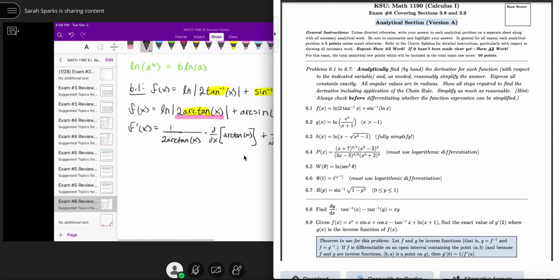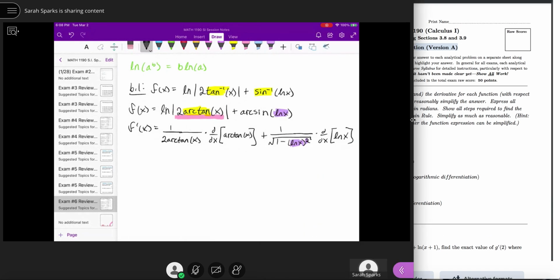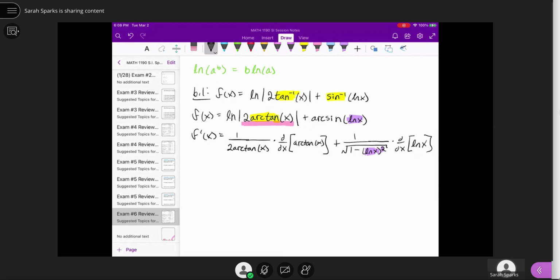Any questions so far? We're just using some of our new derivative rules and using chain rule like we just learned last week.